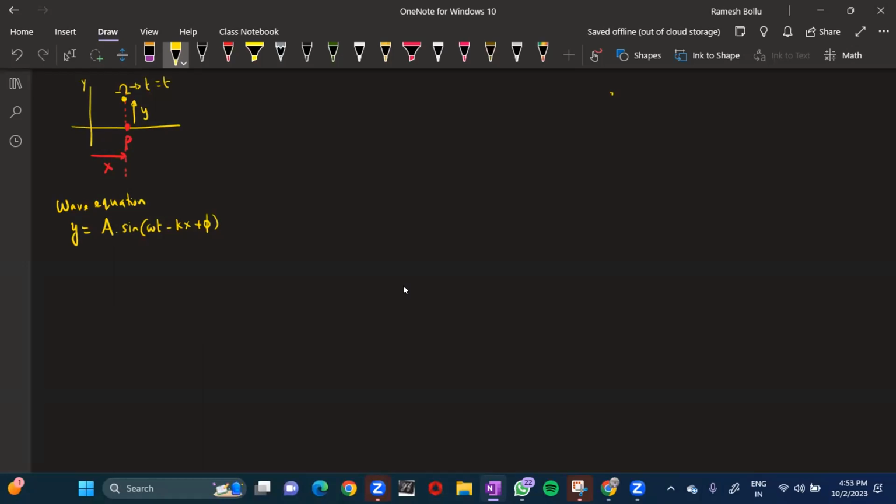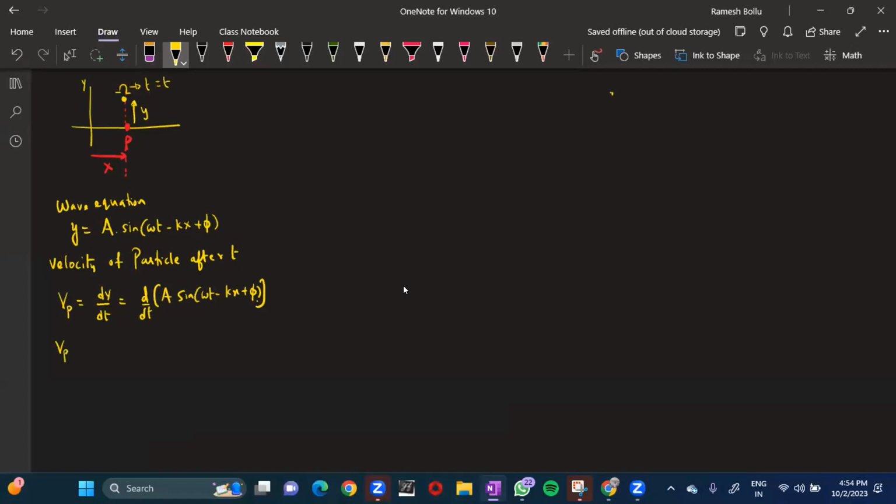Now we will address a few more properties. Velocity of the particle, children, after t seconds. What should I do? Tell me. Velocity of the particle is nothing but the change in vertical position of the particle divided by the time taken. We substitute the y value, how much? A sine of (omega t minus kx plus phi).